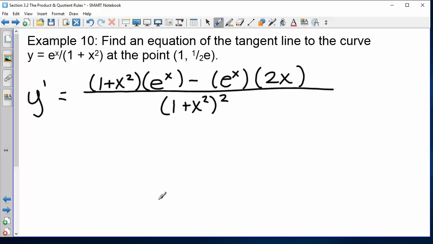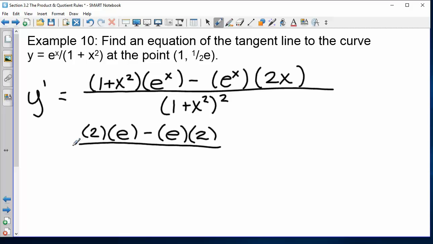1 plus 1 squared would be a 2. E to the first is e. E to the first is e. 2 times 1 is 2. Okay, on the bottom, 1 plus 1 squared would be 2 squared. What does this turn into? I get 0 over 4, which is 0. So that is my slope.